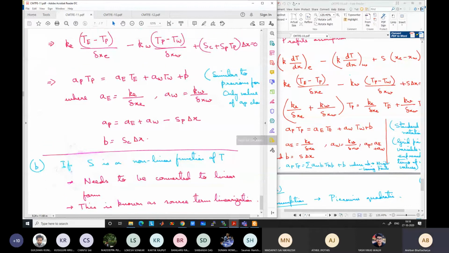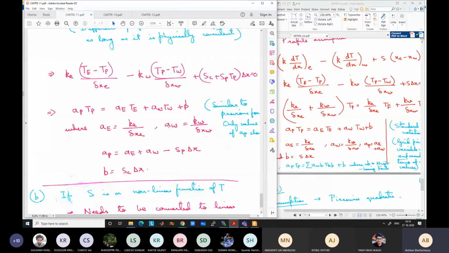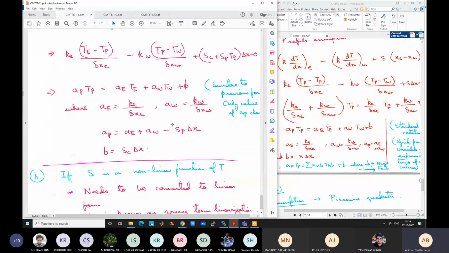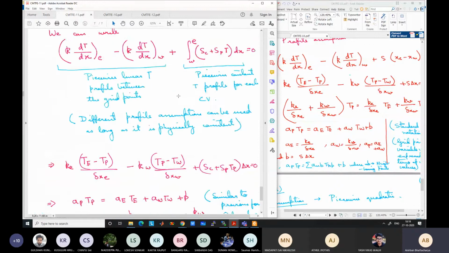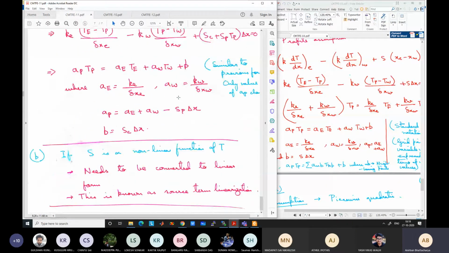CFD means both computational methods in thermal and fluid problems. So these are all standard processes. If S is constant, we have seen how to treat that. If S is a linear function, that also we know how to treat. We divide it into the linear part and the constant part.